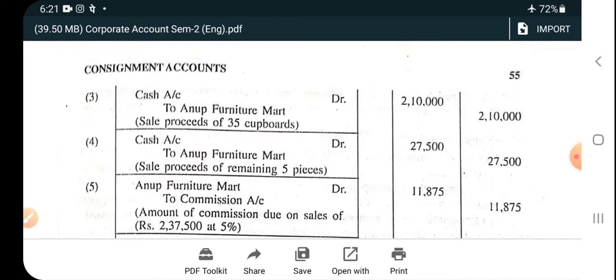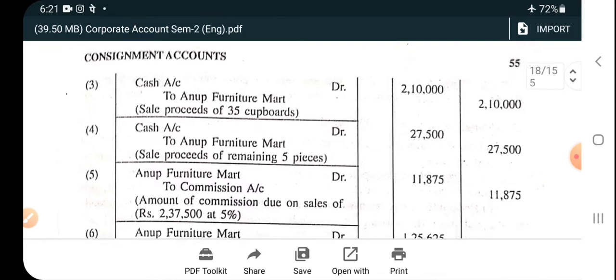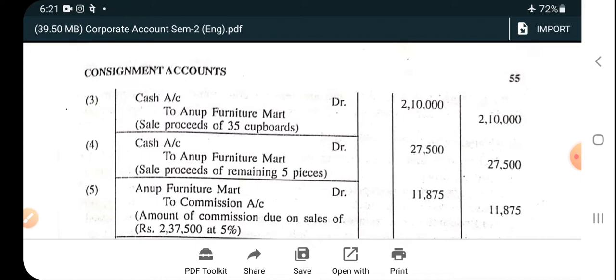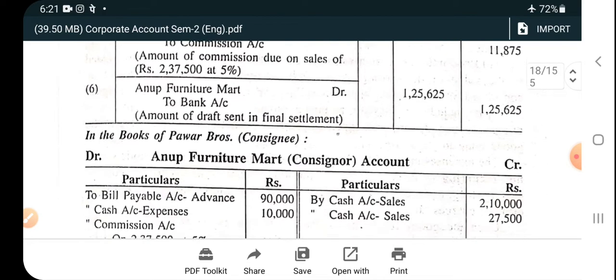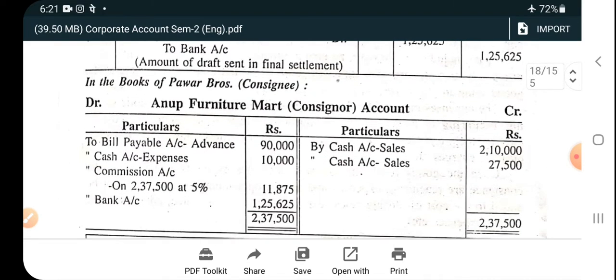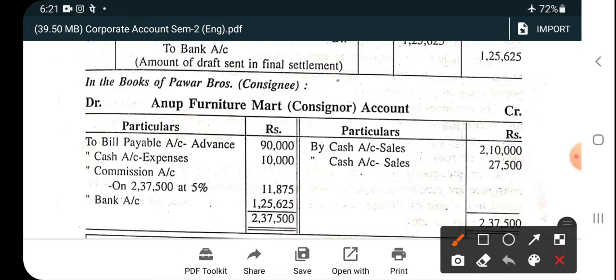Cash and bank account debit for 2,10,000 and 27,500. This cash is sent by consignee to consignor. So consignor's account credit. So Anupam Furniture Mart account credit 2,10,000 and 27,500. It has only one ledger posting effect. So in the book of consignee, the account for consignor is there. Both the entries are there, 2,10,000 and 27,500.